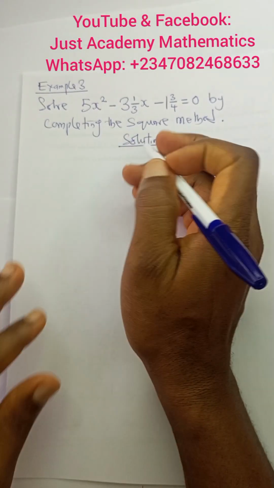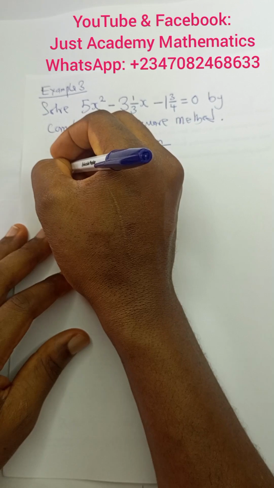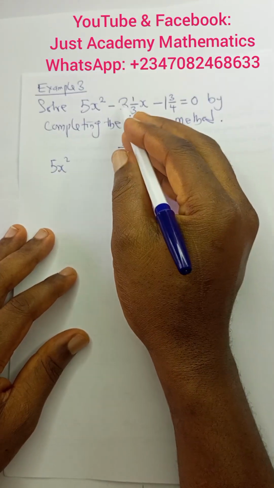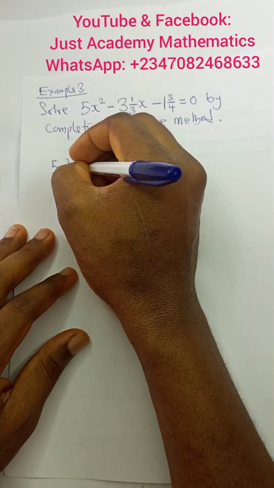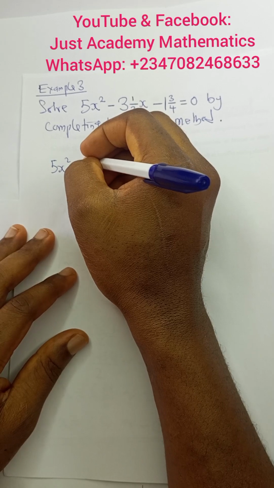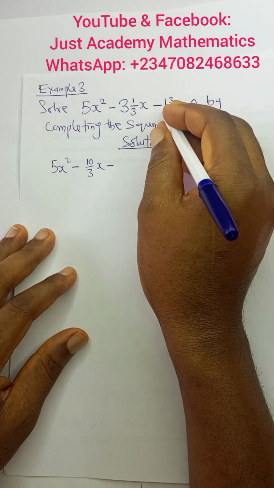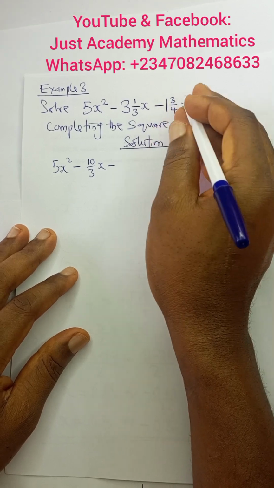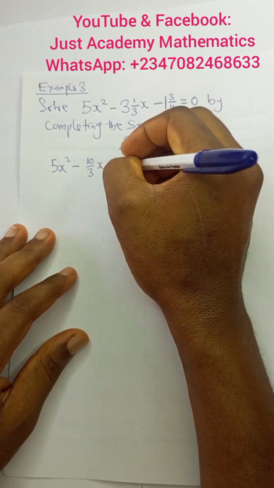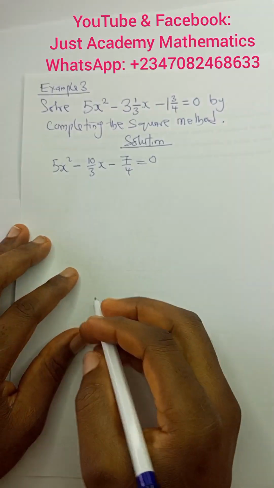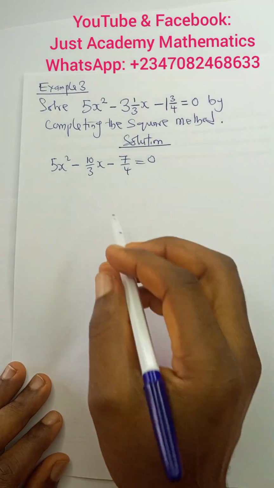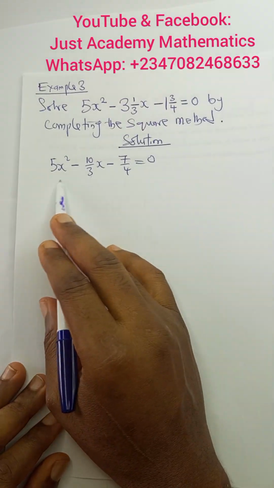Of course, we know that this one still means 5x squared. This is 3 times 3, 9, plus 1, minus 10 over 3x, minus 4 times 1, 4, plus 3, 7 over 4 equals 0. So it's simple. All we need to do is find the common denominator, which is 12.